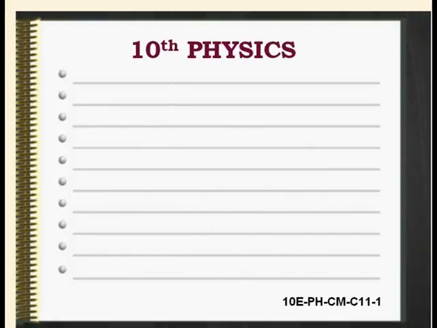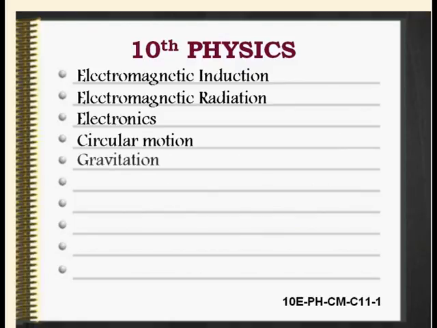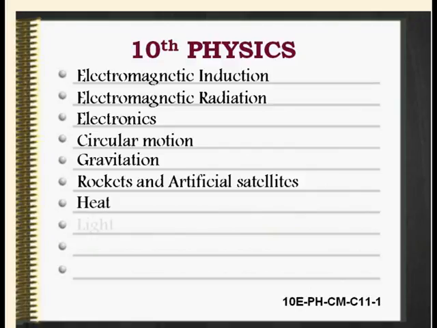Tenth Standard Physics. There are 10 chapters in 10th Standard Physics. They are electromagnetic induction, electromagnetic radiation, electronics, circular motion, gravitation, rockets and artificial satellites, heat, light, sound, and the universe.